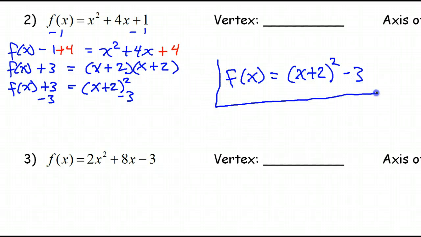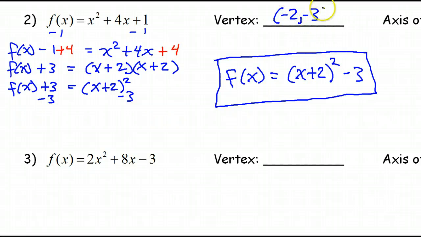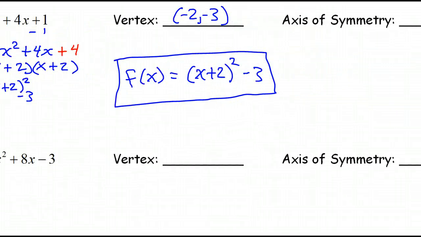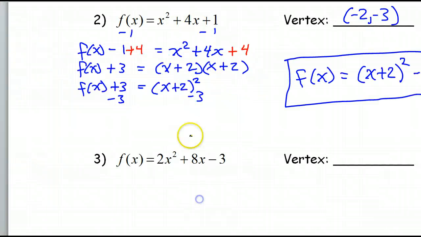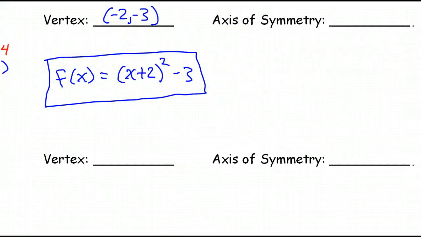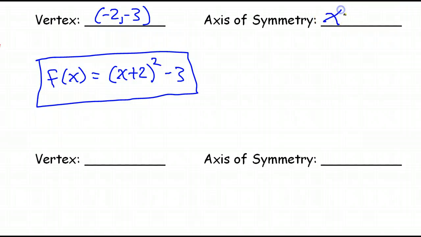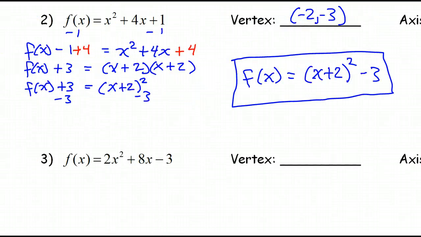Okay, this is vertex form. And the vertex is going to be the opposite of this, comma, this. So -2, comma, -3. That will be the vertex. And the axis of symmetry is always going to be x equals something. And look, there's my x value right there. All right, the vertex always sits on the axis of symmetry. So x equals -2. All right, let's go again.